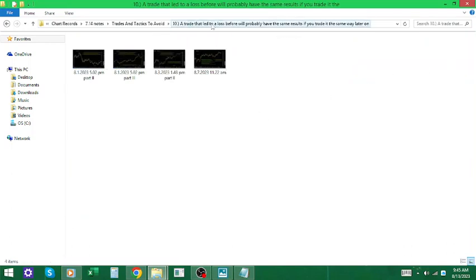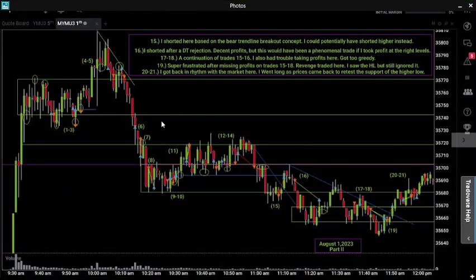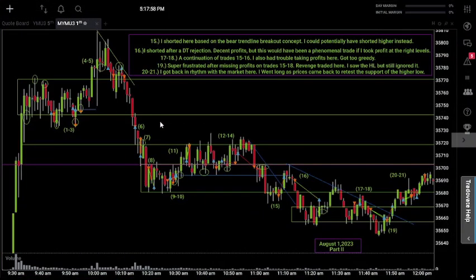A trade that led to a loss before will probably have the same results if you trade it the same way later on. That's exactly what we just touched on. And I want to get into that a little bit more because I don't know about y'all, but for me, I have a tendency to always think that if it hasn't happened the way that I wanted it to for so many times, eventually I'm due for one, right? It can't go wrong 5 times in a row, can it? If it went wrong 4 times in a row, the 5th time has got to be the charm, right?